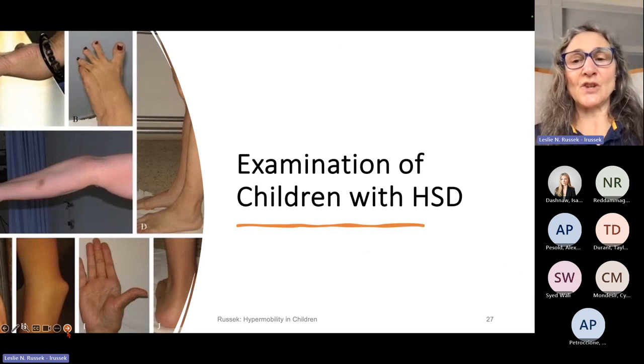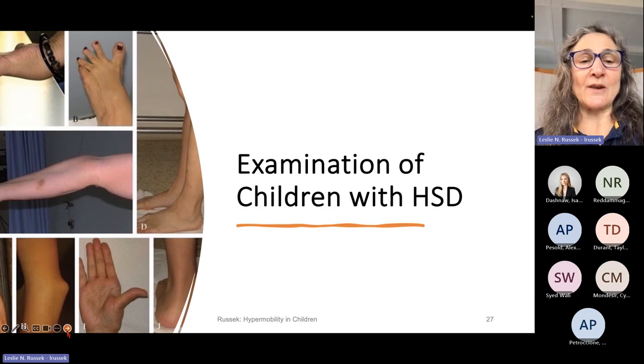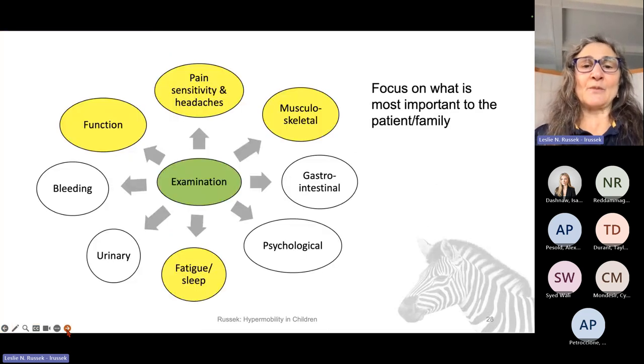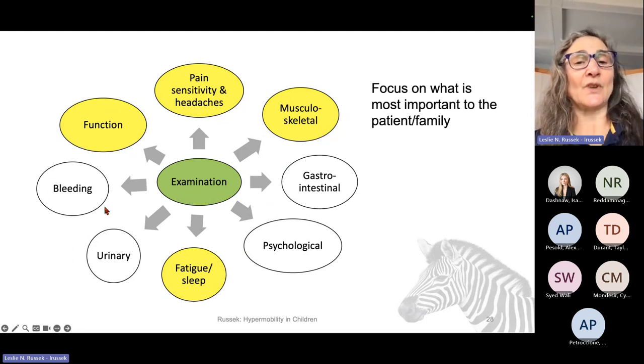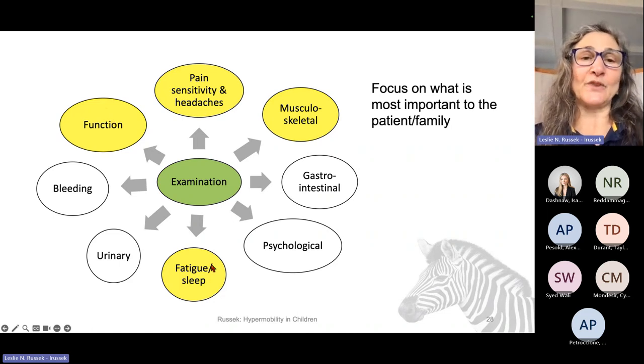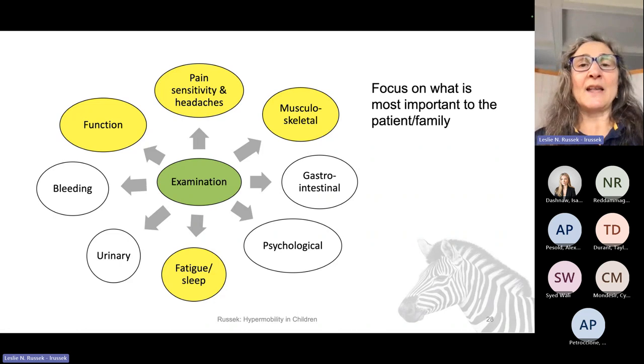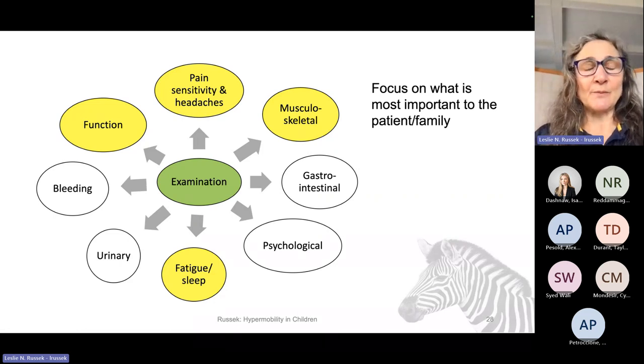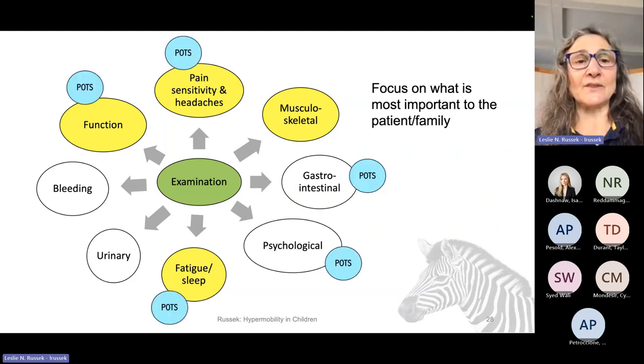So moving on to examination of children with HSD. I tried to keep this general, so not too PT specific. Depending on what they complain of the most. Are they complaining of pain and headaches, functional deficits, musculoskeletal pain, stomach issues, psychological issues, sleep and fatigue, urinary and bleeding issues? They can complain of all of these. And so you're focusing on what's most important to the patient or the family. The items in yellow are the ones that I deal with most in PT, and I'll talk a little bit more about them. Each of these symptoms or complaints can be associated with mast cell and POTS. So all of these are associated with POTS in particular.